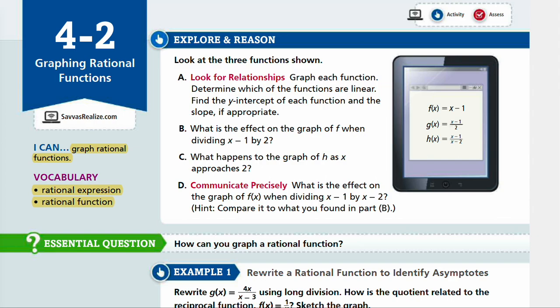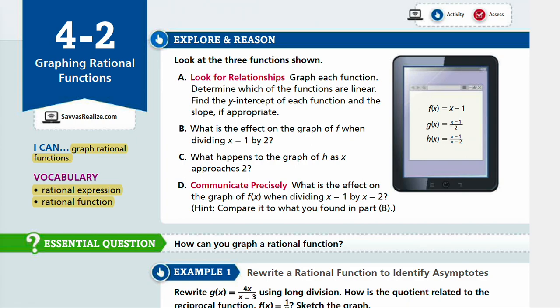Hi, welcome to Algebra 2, Lesson 4-2, Graphing Rational Functions. In this lesson, we'll be able to graph rational functions. The new vocabulary words we're going to see are rational expression and rational function. Let's start with explore and reason.